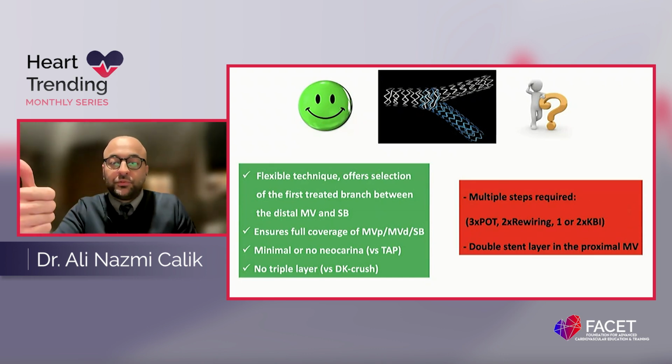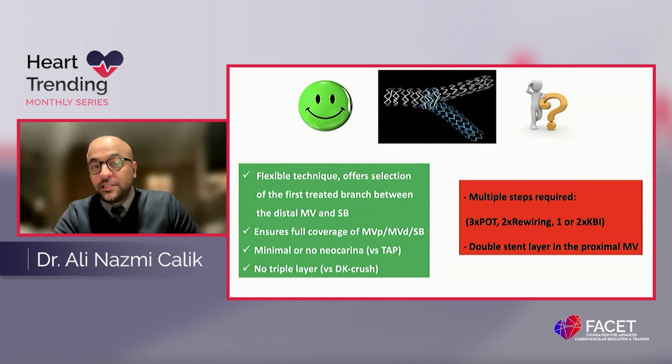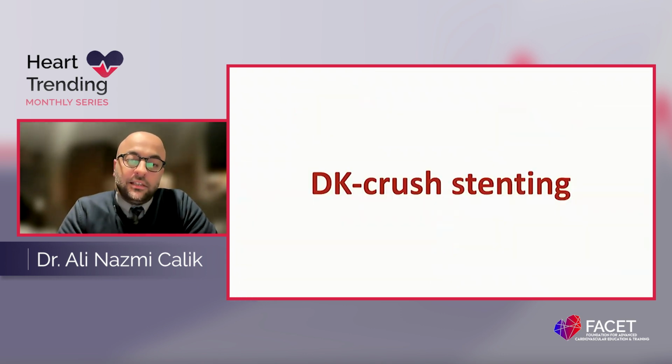But when it comes to disadvantages, it's a complex technique, and it is necessary to perform 3 times POT, 2 rewiring, and 2 kissing balloon inflations. And there is still a double layer in the main vessel proximal. These are the Achilles heels of the crush technique.